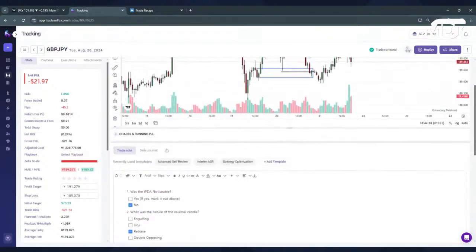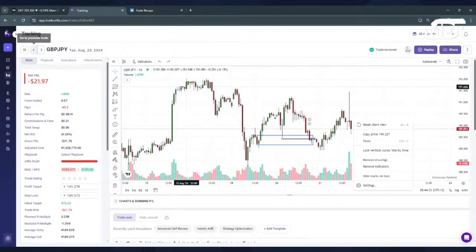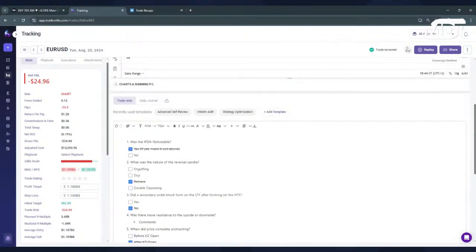So that was the two trades on pound JPY. Yeah, a lot of insights from those. One met the plan, one didn't. Just all contributing to the data. And now let us look at this Euro USD position.